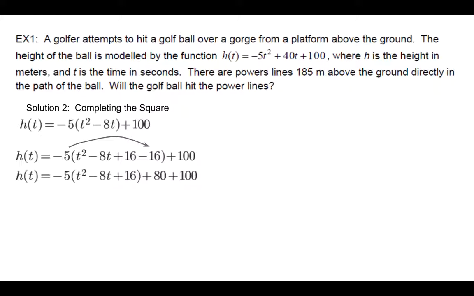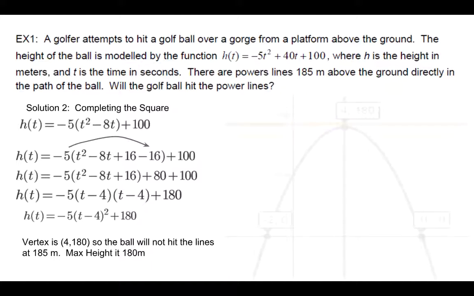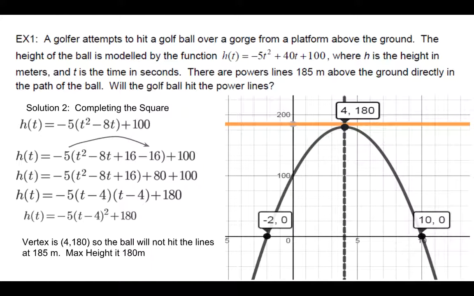Then you just factor the simple trinomial inside. So t minus 4, t minus 4. And it always factors to the same thing twice. And so you've got the vertex, 4, 180. So you can see it's not going to hit the power lines. Okay.